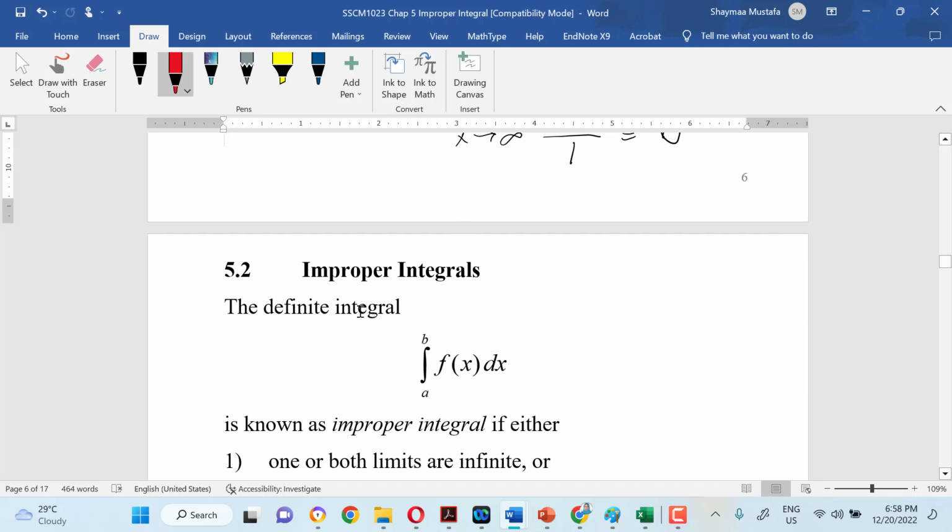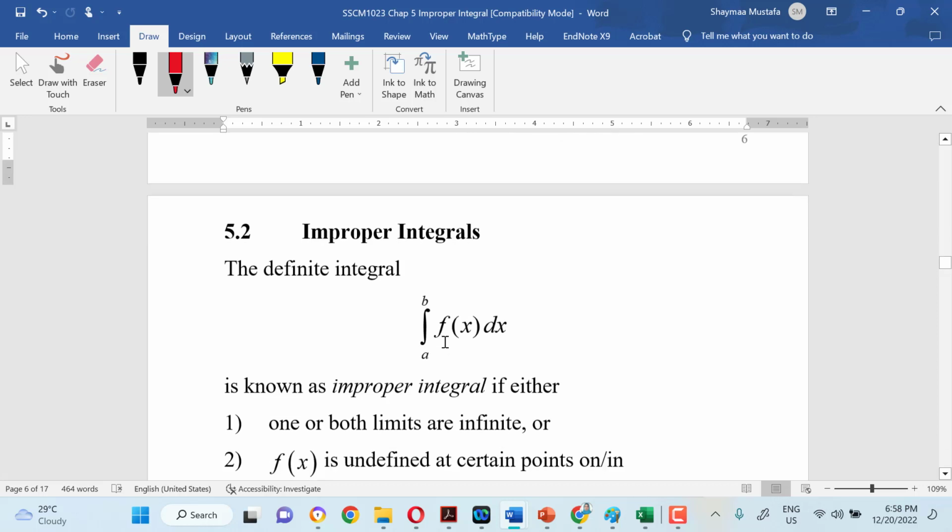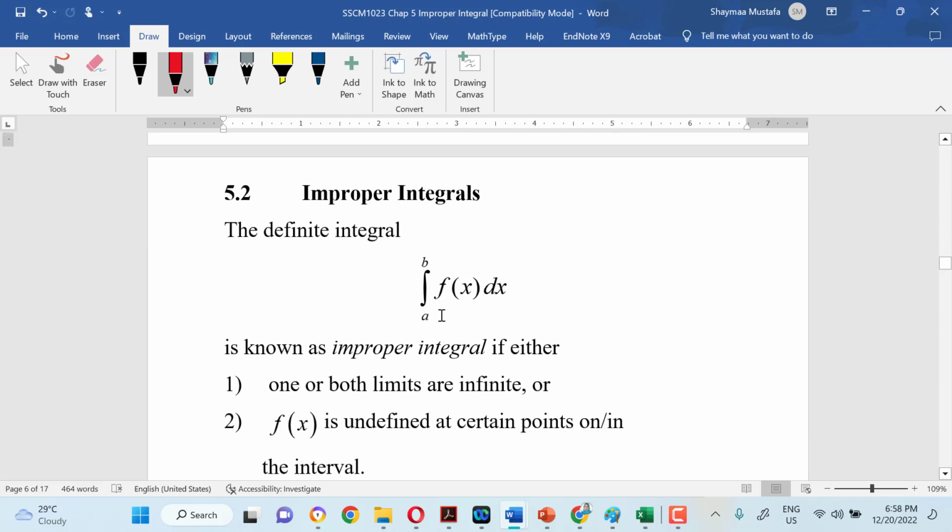the improper integral. Now the improper integral, I have the function f of x from a to b. We call this integral an improper integral when one of the boundaries goes to infinity. For example, a is infinity or b is infinity, or sometimes both. Then we call this integral an improper integral.